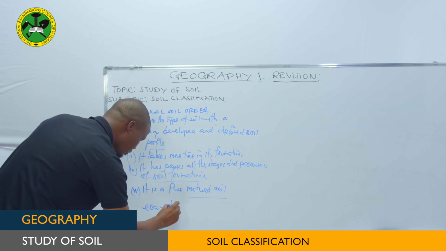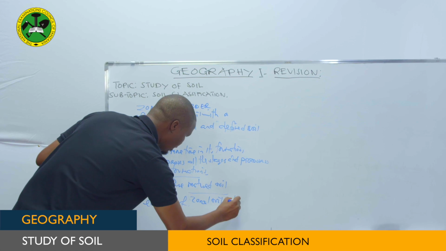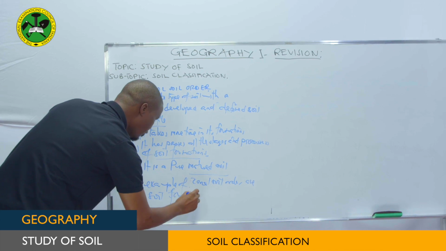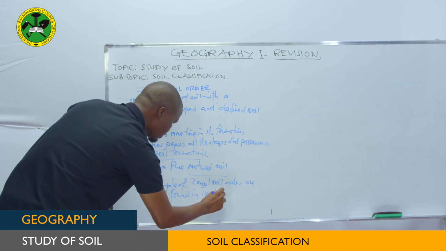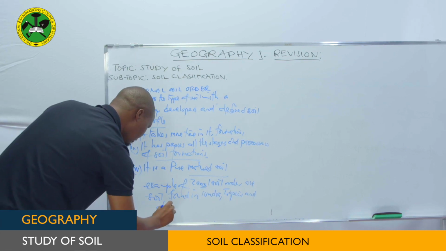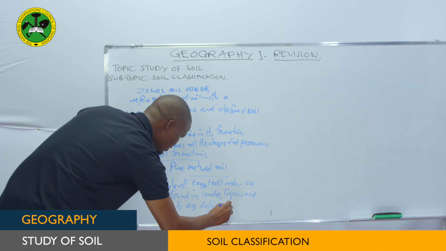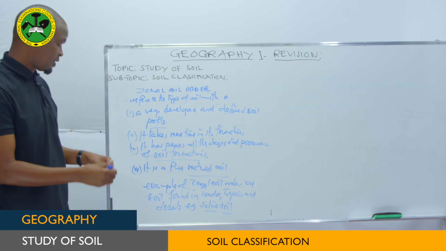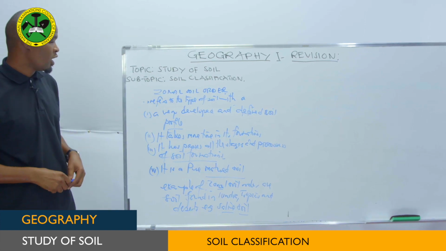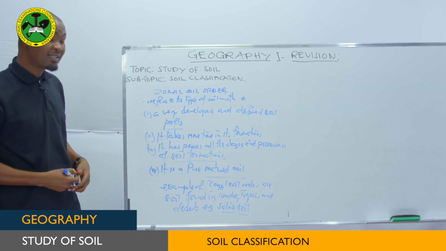Example of zonal soil order are soils found in tundra, in tropics, and some of them found in desert areas. For example, the saline soil. Saline soil is one among the soils which is pure matured soil. So this is what we call the zonal soil order. So you have to explain what is zonal soil order, as well as mention its characteristics.